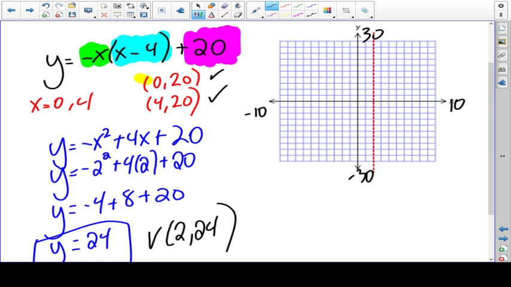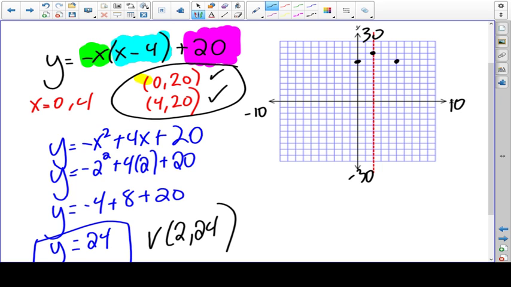So 3, 6, 9, 12, 15, 18, 21. So it's going to be here. So like 0, that's the 1 point. And then (4, 20) would live right here. The 2 black points I've just drawn on the graph are the ones that we found. And we know that the vertex is going to be halfway between those points at x equals 2. So that's why we plugged x equals 2 into this equation. And when we did that, we got 24. So 24 is going to live right up here.